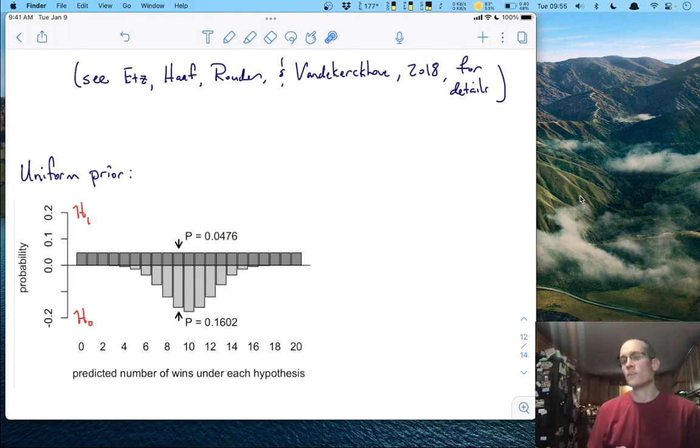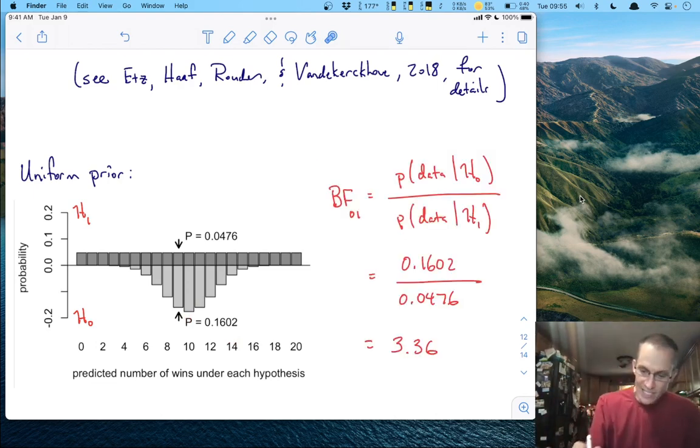Now remember, in model comparison, we ask which model best predicts the data. And you can see here, this model, H0, is the best predictor of the data because its probability is higher. So the next natural question is, how much higher? Well, the Bayes factor is what gives us this. Remember, the Bayes factor says take the probability of the data under one model and compare it to the other. Well, we have those probabilities here. The probability of observing 9 successes under H0 is 0.1602, and the probability of observing that data under H1 is 0.0476. Simply divide these and you get a Bayes factor of 3.36.